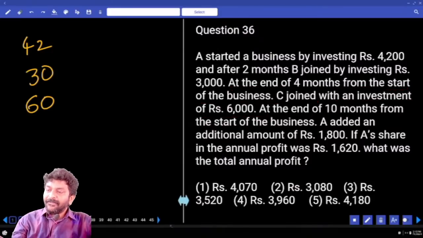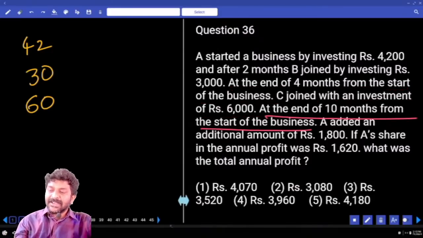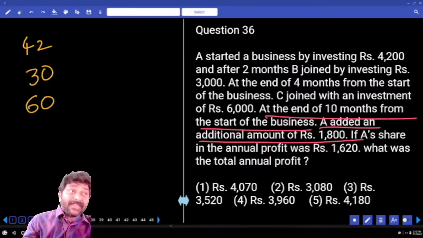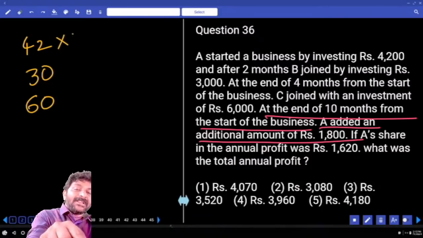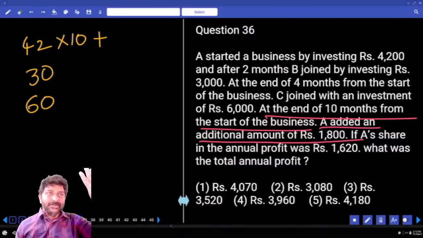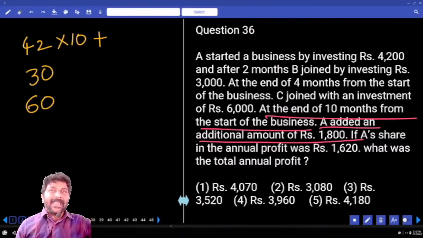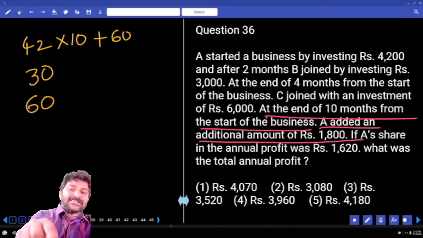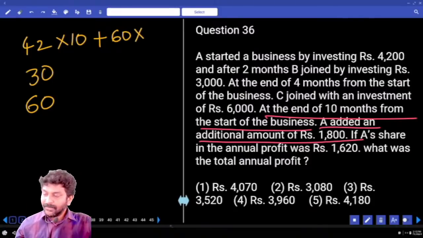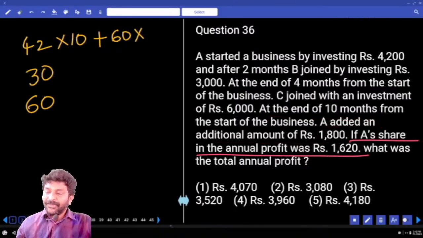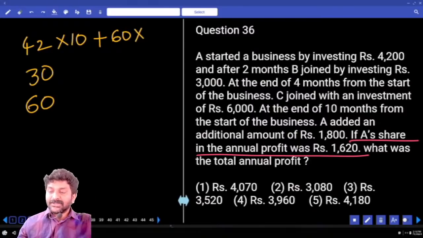At the end of 10 months from the start of the business, A added an additional amount of 1,800. So the initial investment of A is there for how many months? After that, to the investment 4,200, if we add 1,800, it becomes 6,000. We'll write it later. If A's share in the annual profit is 1620, what was the total annual profit?